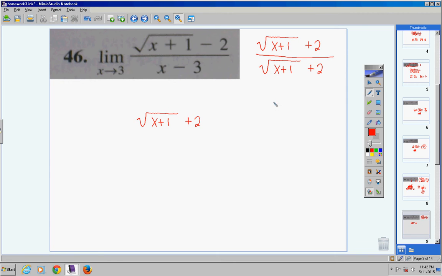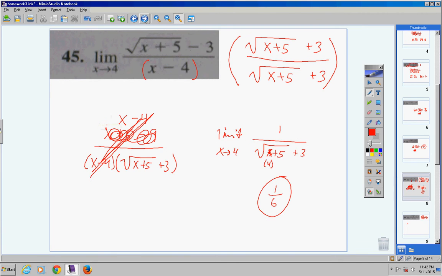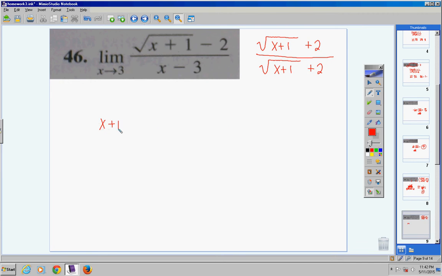So there we go. Well, we're multiplying two conjugates up top. So first term times first term would be x plus 1. And negative 2 times positive 2 would be negative 4. Alright? So your entire numerator becomes what? 1 minus 4 is negative 3. So your entire numerator becomes x minus 3.